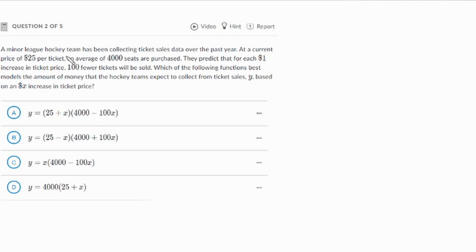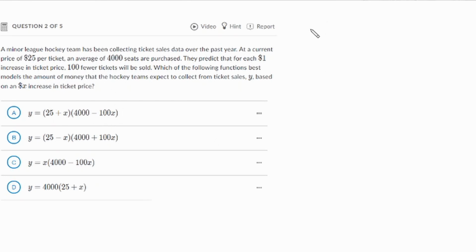A minor league hockey team has been collecting ticket sales data over the past year. At a current price of $25 per ticket, an average of 4,000 seats are purchased. They predict that for each $1 increase in ticket price, 100 fewer tickets will be sold. Which of the following functions best models the amount of money that the hockey team expects to collect from ticket sales, Y, based on an X dollars increase in ticket price? So that's a lot of information.